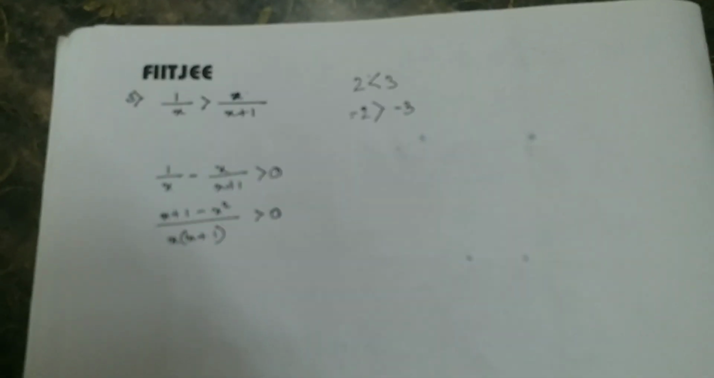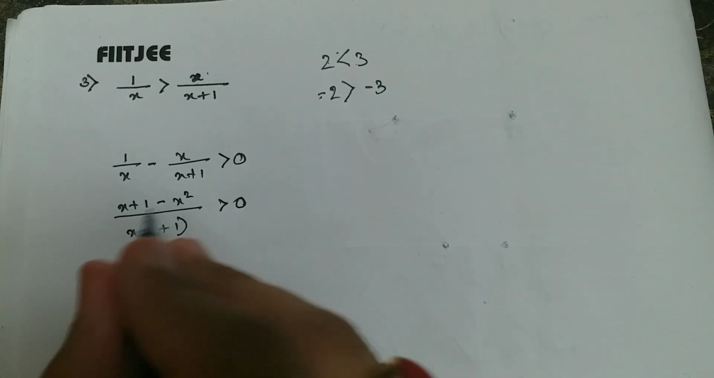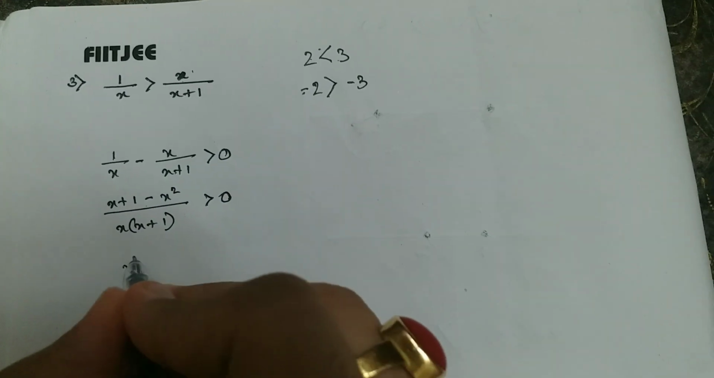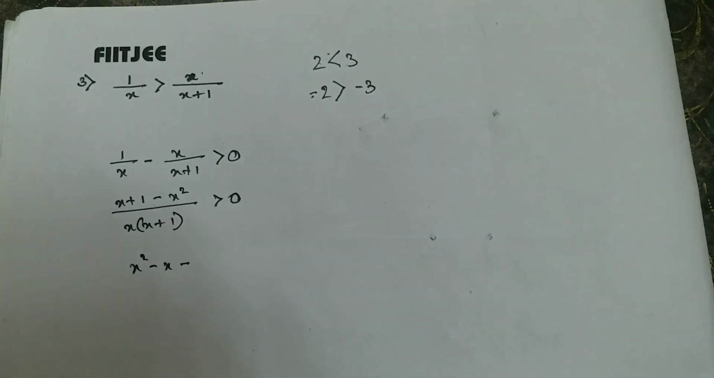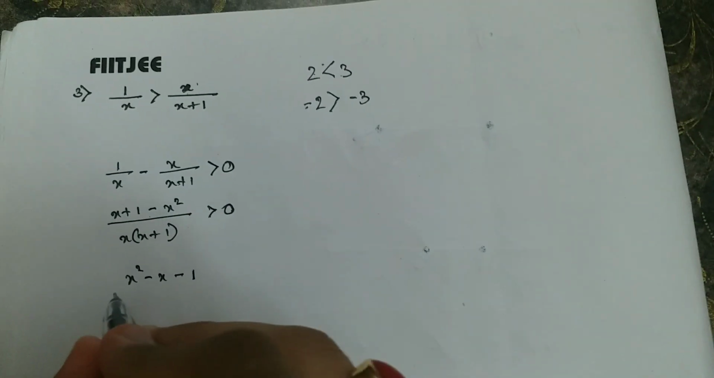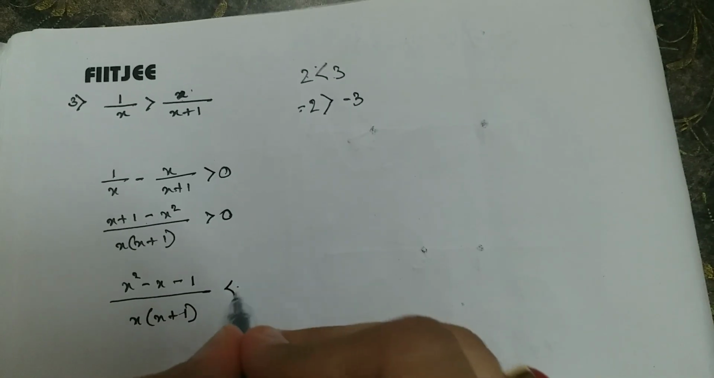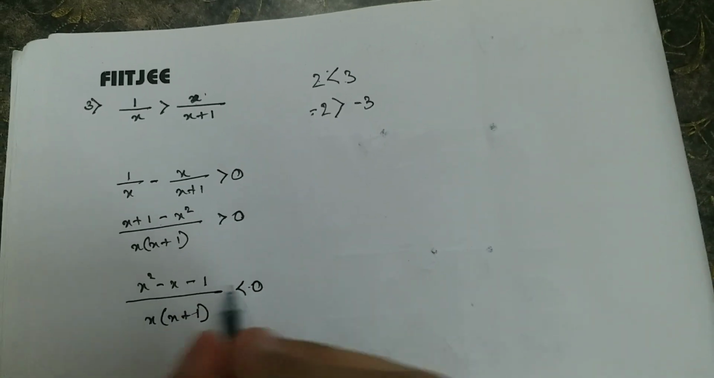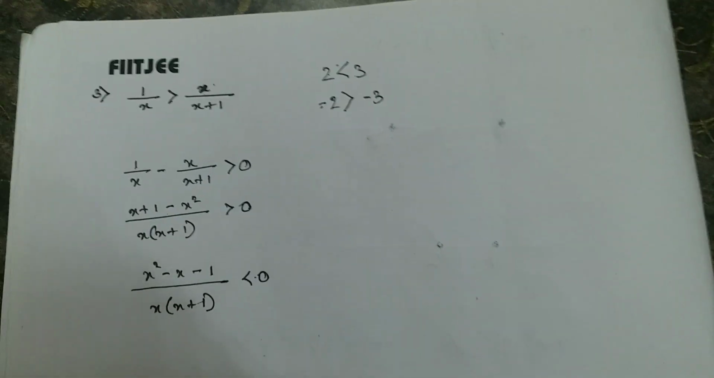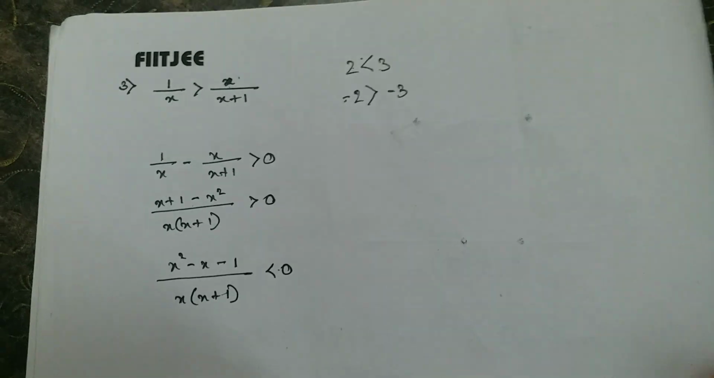So now multiply it by minus 1 on both sides, so the inequality sign will change. x square minus x minus 1 by x into x plus 1 is lesser than 0. Now x square minus x minus 1 will not give integral roots, but it gives irrational roots.